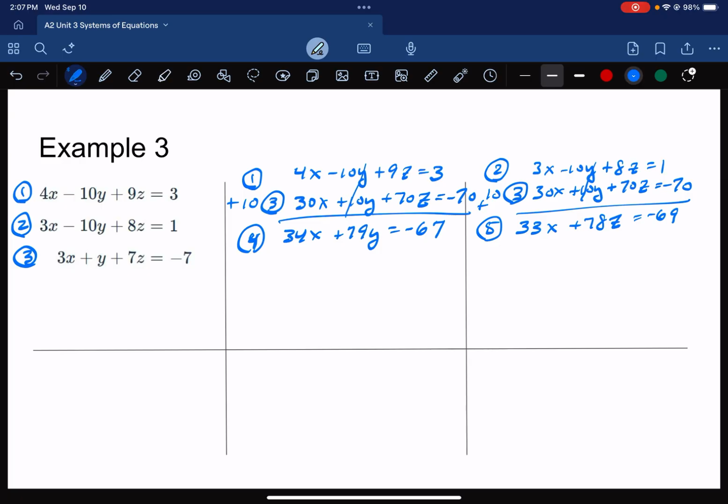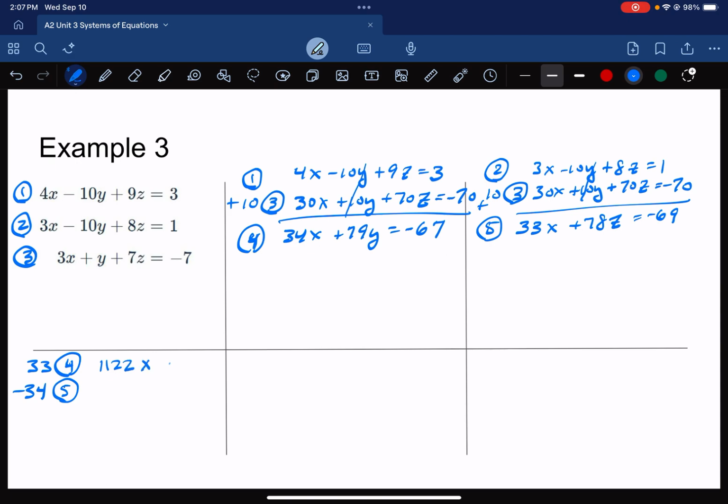So now what we can do on these is we can just crisscross. If you take 34 times 33, and you multiply each equation by that, you're going to have the same x term. So equation 4 is going to get multiplied by 33, and equation 5 is going to get multiplied by 34. Negative. One of them's got to be negative because they're both positive right now, okay? So we're going to get 33 times 34, which is 1122.